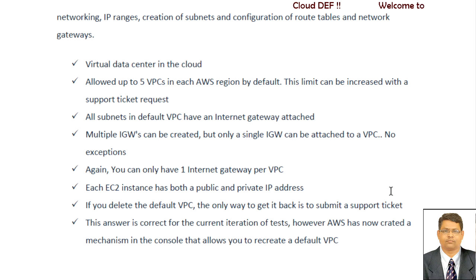All subnets in default VPC have an internet gateway attached. Multiple IGWs can be created, but only a single IGW can be attached to a VPC. No exceptions. Again, you can only have one internet gateway per VPC. Each EC2 instance has both a public and private IP address. If you delete the default VPC, the only way to get it back is to submit a support ticket. This answer is correct for the current iteration of tests, however AWS has now created a mechanism in the console that allows you to recreate a default VPC.